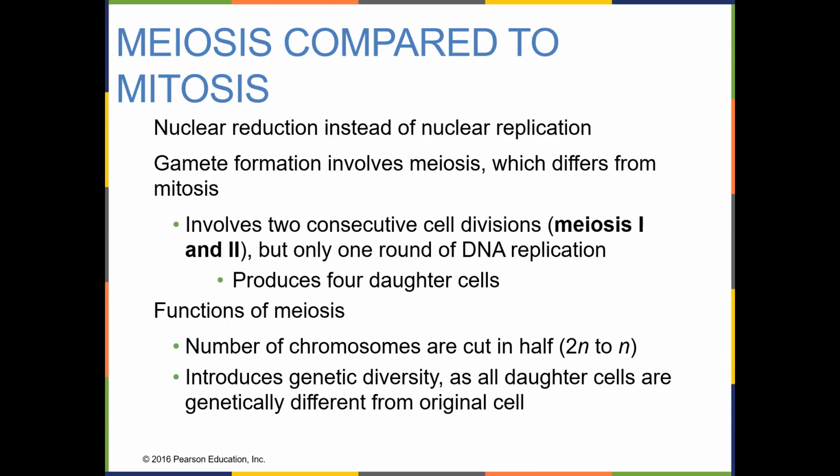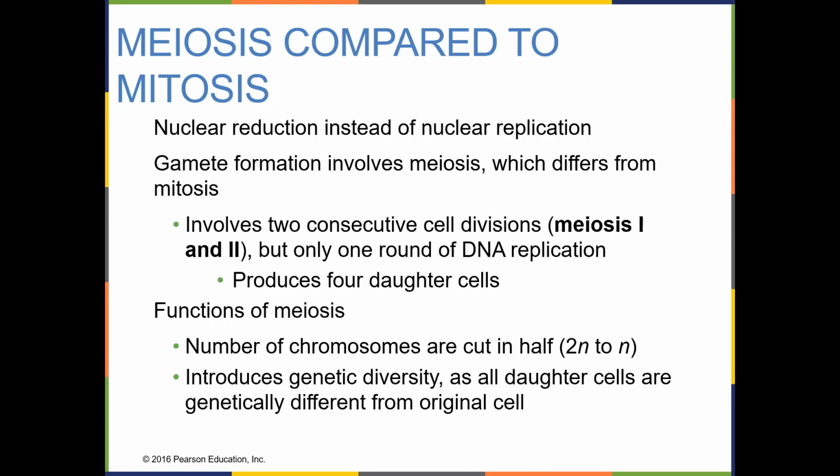Like if a skin cell, when it gets old, is going to undergo mitosis and cell division and give you 2 new daughter cells, or a bone cell will do the same thing, or an epithelial cell lining the gut will do the same thing. Well, that's great, except what we want here is not nuclear replication. We want nuclear reduction. We want to produce a haploid cell.